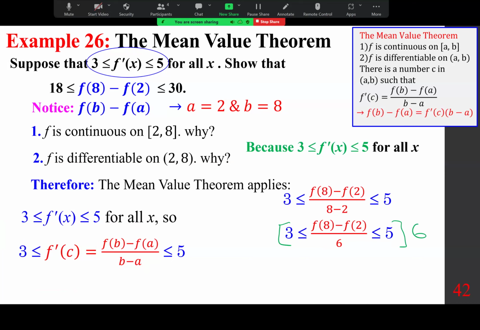Let's multiply all three sides by the number 6. So this becomes 18, this becomes 30, and this denominator goes away. And that's the proof, everybody. We just proved using the mean value theorem that if f prime of x is between 3 and 5, inclusively, for all x, then f of 8 minus f of 2 is between 18 and 30, inclusively.